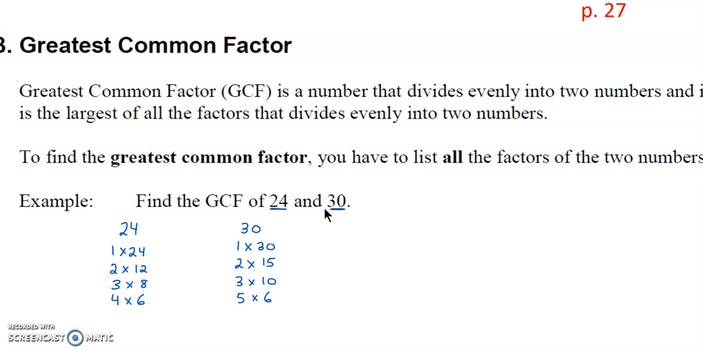So if we look, 1, 2, 3, 4, 6, 8, 12, 24 for the factors of 24, and 1, 2, 3, 5, 6, 10, 15, and 30, it looks like the common ones are 1, 2, 3, and 6. And the biggest of these is 6. So therefore, the greatest common factor of these two numbers is 6.